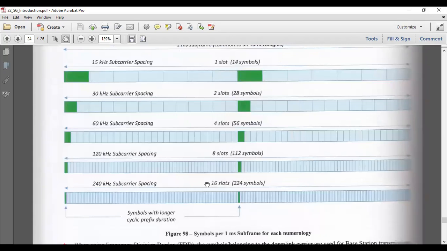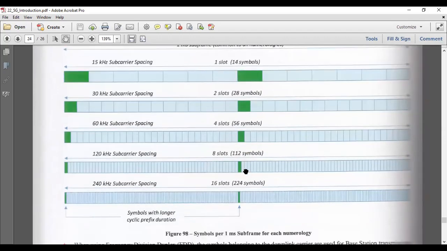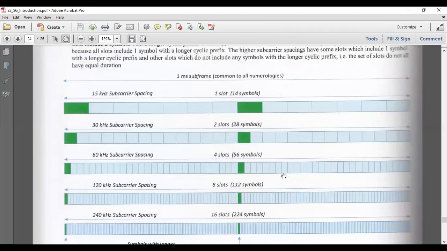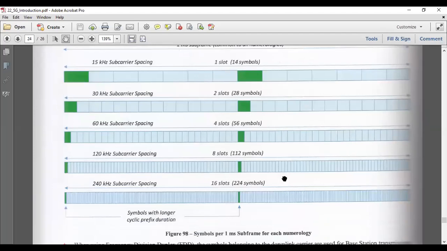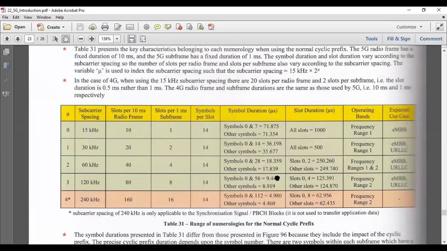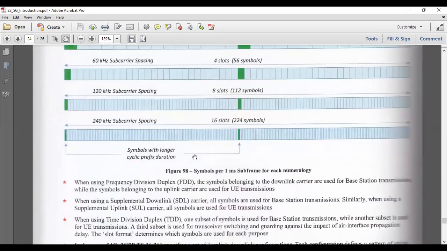You see, this figure better explains. In 1 millisecond, the point is you have 14 symbols in every slot, but the number of slots will vary with your subcarrier spacing schemes. So the symbol periods are varying accordingly.